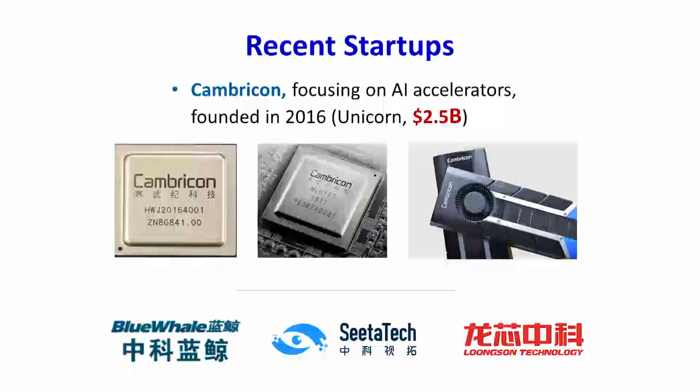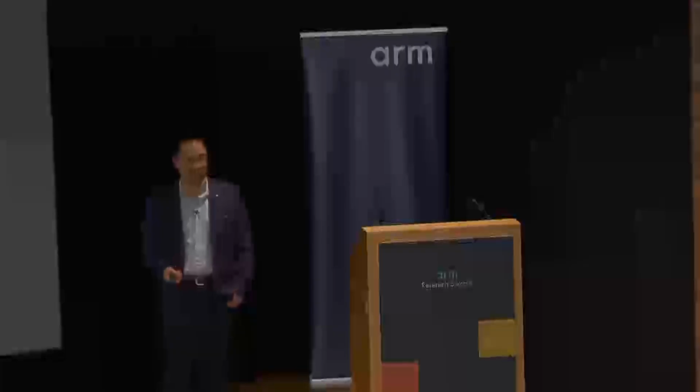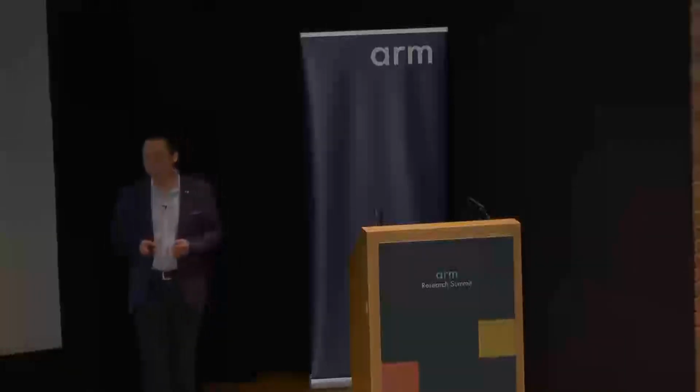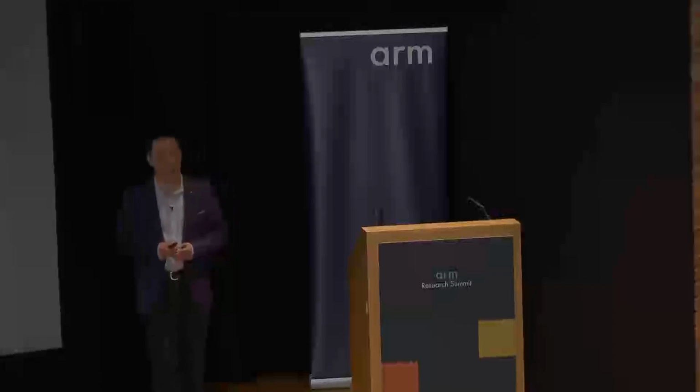So back to my topic today. I'm going to introduce a kind of basic research on computer architecture. I call it labeled computer architecture. This is going to bring new interfaces to convey high-level information, such as virtualization, quality of service, and security to the hardware. First, let's look at one phenomenon, performance variation in systems.